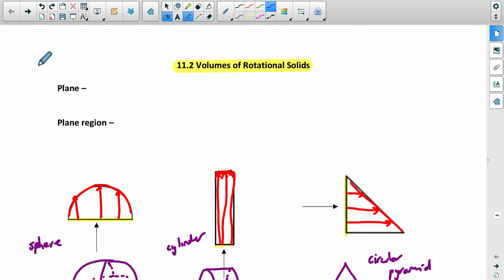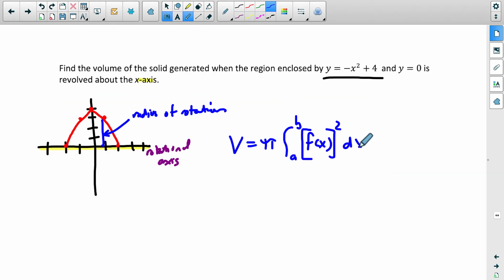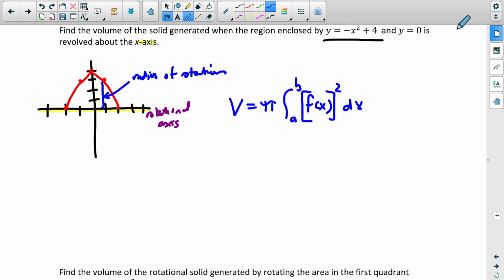Remember what that means? If it's vertical, the function must contain x variables. Or the other way you can look at it is, if it's revolved about the x-axis, which we're doing, this is the formula we're going to use right here. So let's write that down. Okay, here we go. I've written down the formula. So let's see if we can figure this out.